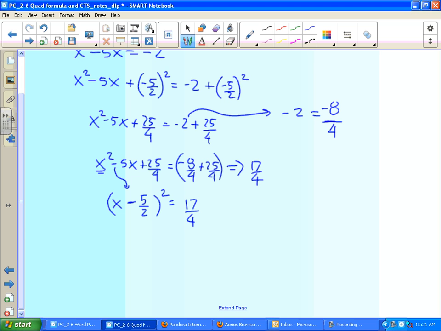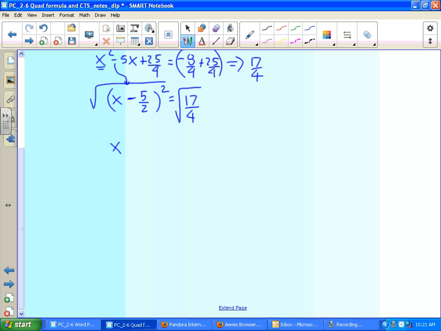Now we're ready to undo this square root. I get plus or minus the square root of 17 over the square root of 4, which is plus or minus the square root of 17 over 2. And now my final answer, move the 5/2 over, is equal to 5/2 plus or minus the square root of 17.